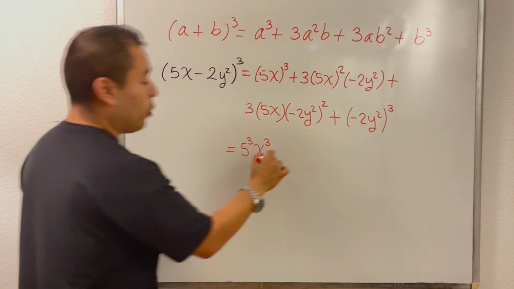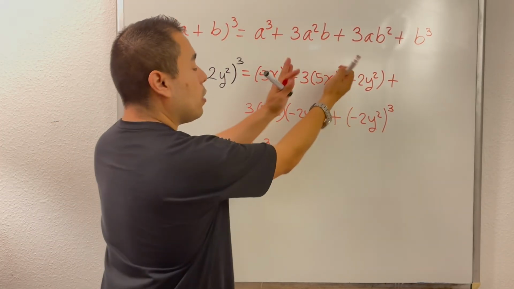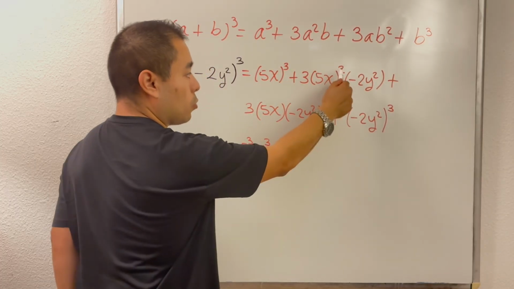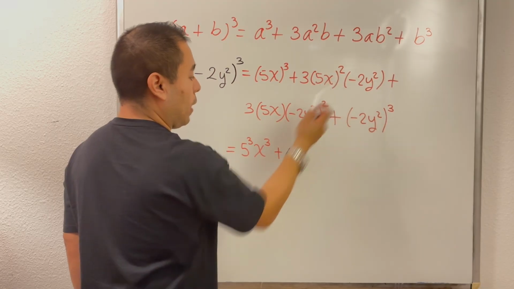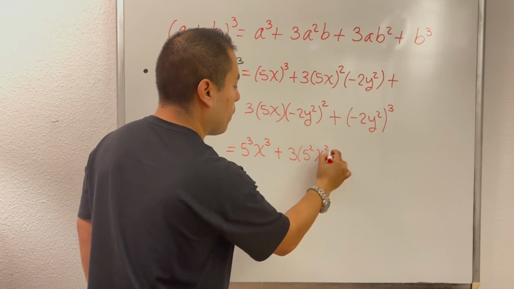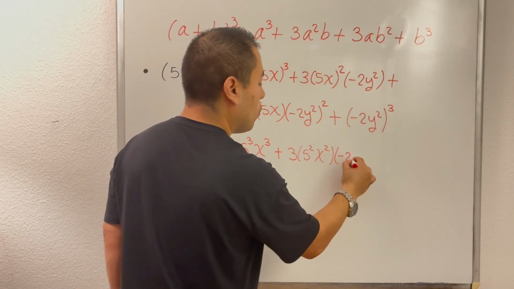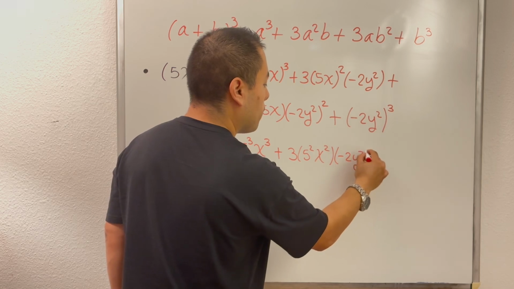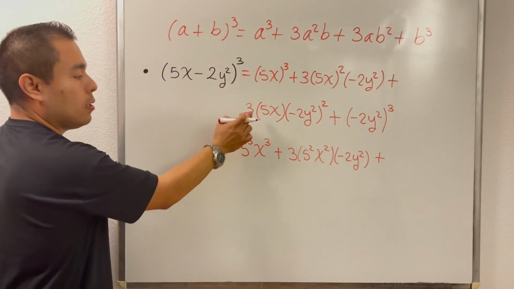Now, the second term, we have plus 3 that multiplies 5x and the whole thing is squared. The square, again, the 2 should be applied to the 5 and to the x. So we have here 5 squared, x squared. And then we have minus 2y squared, okay?